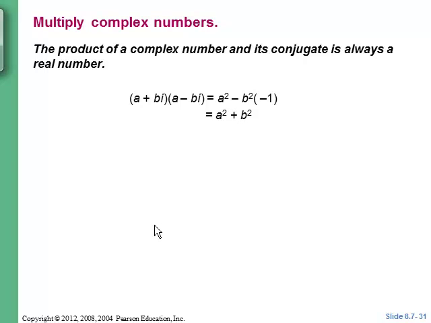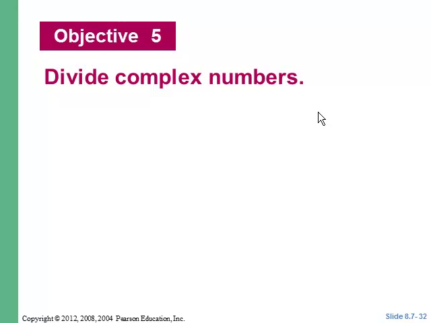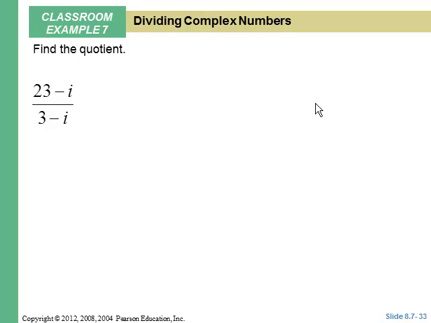So, if you have a product of conjugates, you get a squared plus b squared. Remember before we said you could only factor a squared minus b squared? Well, now we're going to be able to factor a squared plus b squared into a plus bi, a minus bi. When we get to factoring, that is. So, let's look at this one. Find the quotient.